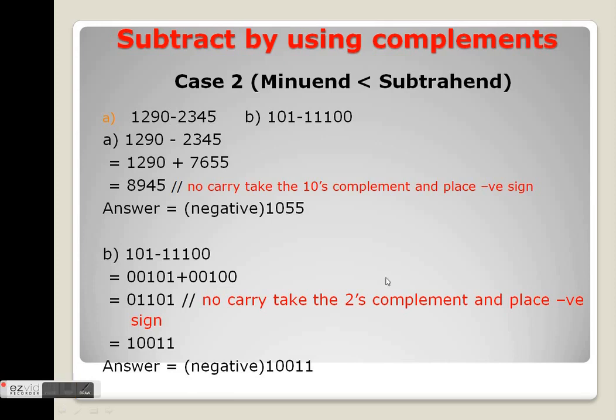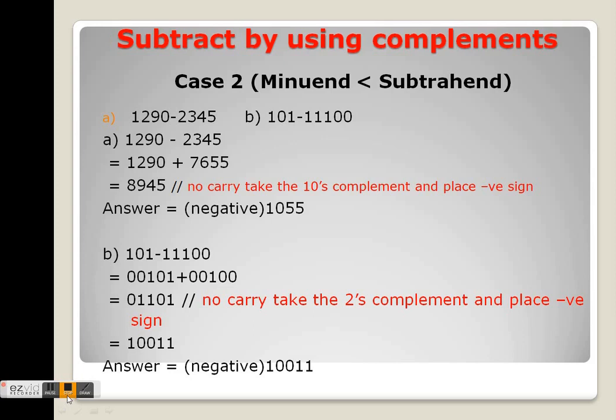Students, you can see that we have not got any carry in this case. So in this case we will find the tens complement of the result, and the value we will get in this case will be 1055, and after that we will put a negative sign in front of this value, which indicates that this number is a negative number.